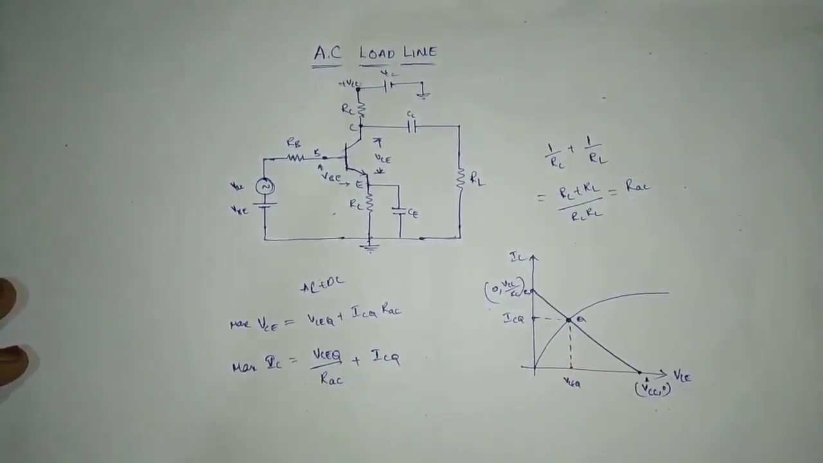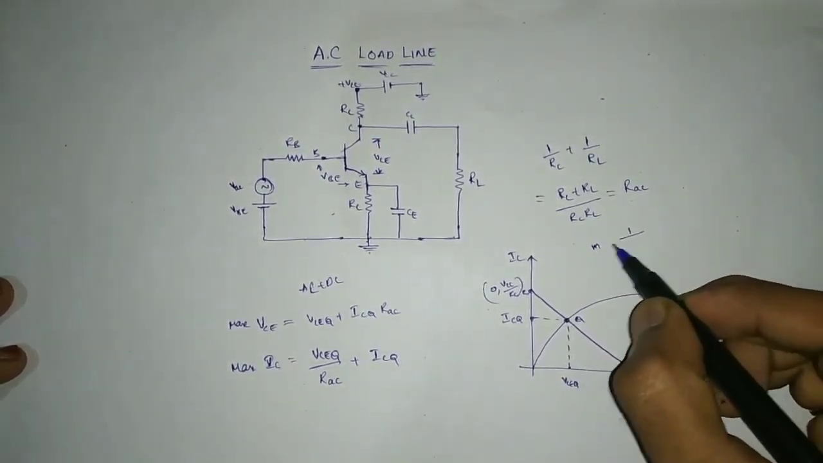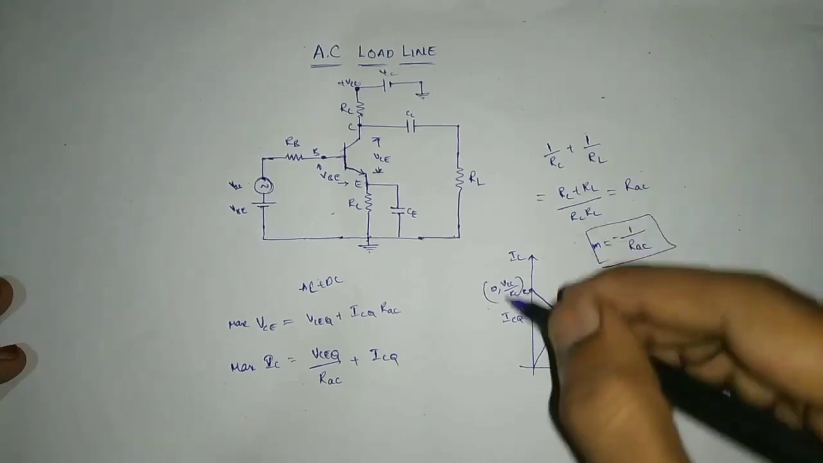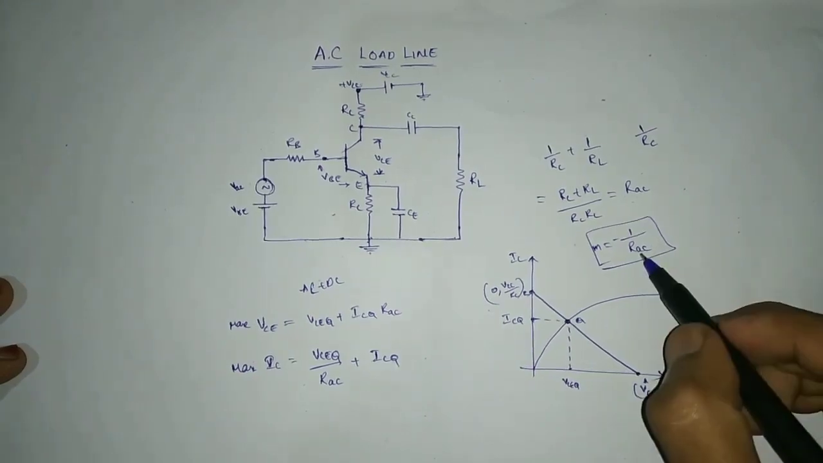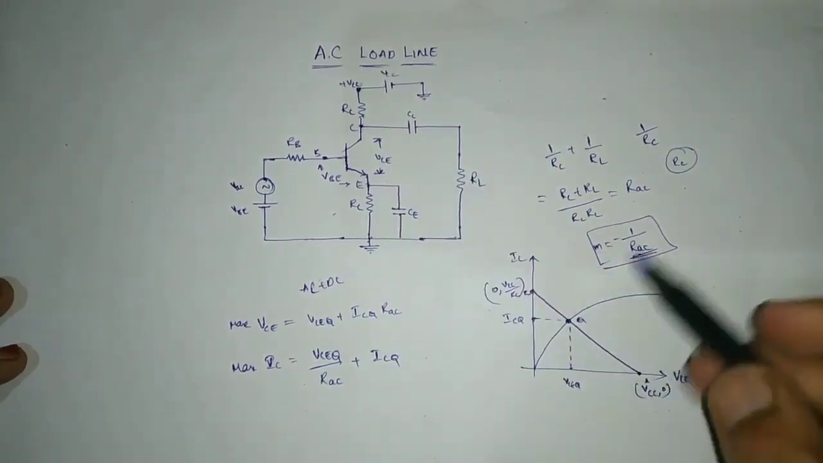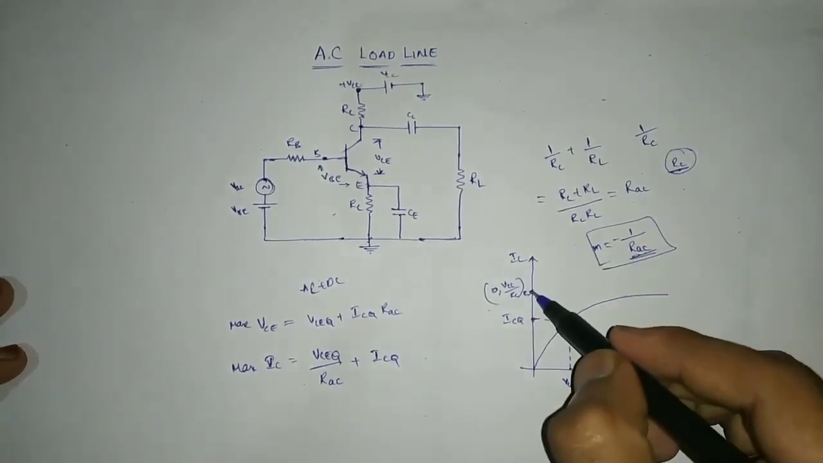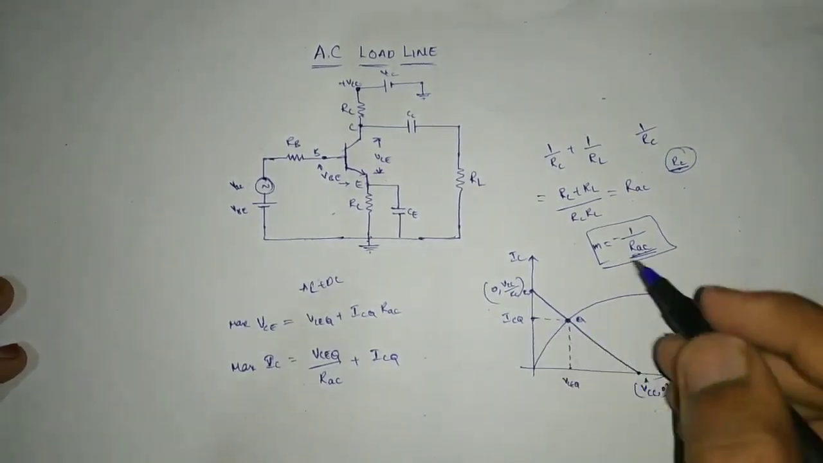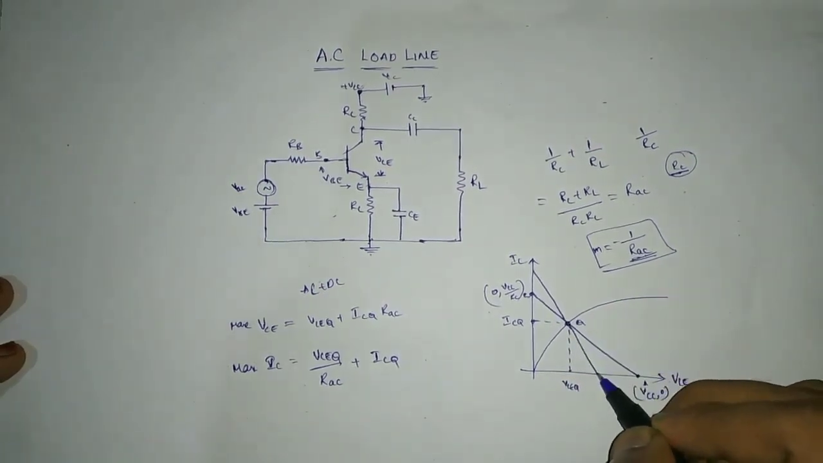We are having the slope for the AC load line as m is equal to minus 1 by RAC. When compared to the DC load line, the slope of the DC load line is 1 by RC. But here, RAC value is low as these two branches are in parallel. RAC value is lower than RC. So, the slope of the AC load line will be more than the slope of the DC load line. So, we can expect the AC load line as this.